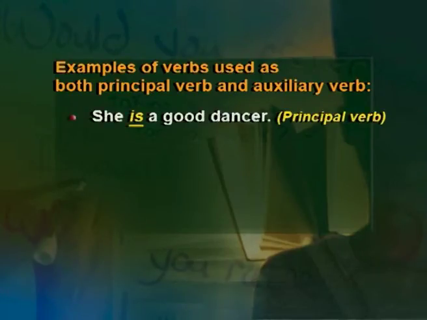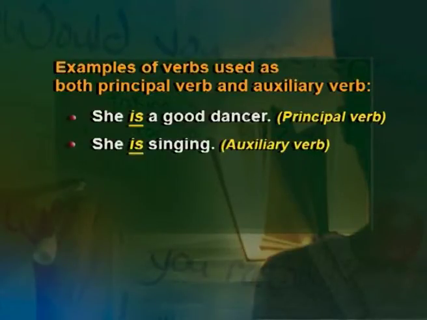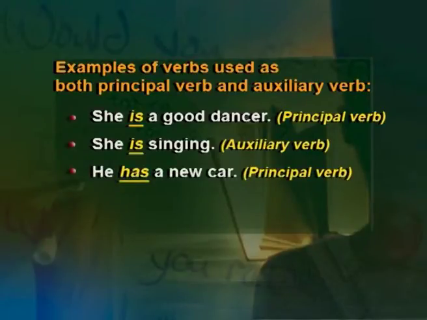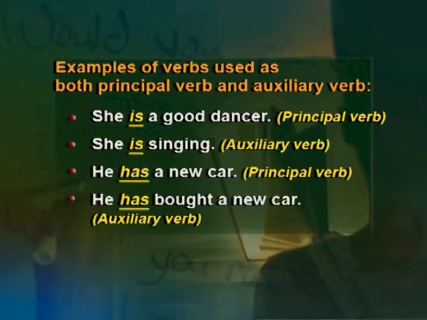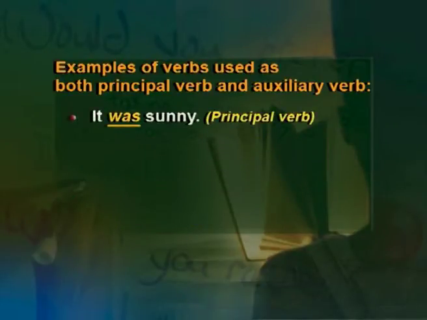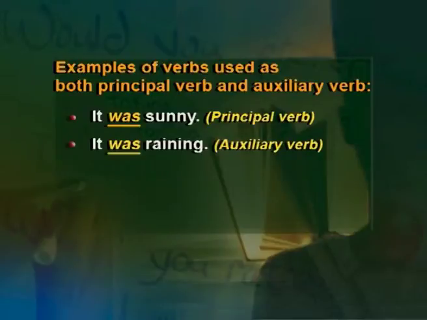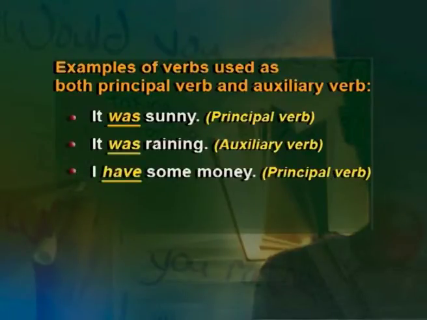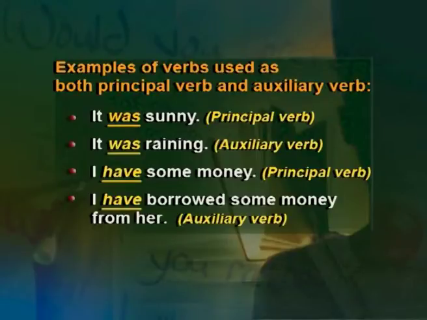Now let us understand the difference in uses when they are used as auxiliary verbs and when they are used as main verbs. Examples: she is a good dancer. Here is is a main verb. She is singing. Here, because it is attached with the main verb singing, is becomes an auxiliary verb. He has a new car. He has bought a new car. It was sunny. It was raining. I have some money. I have borrowed some money.